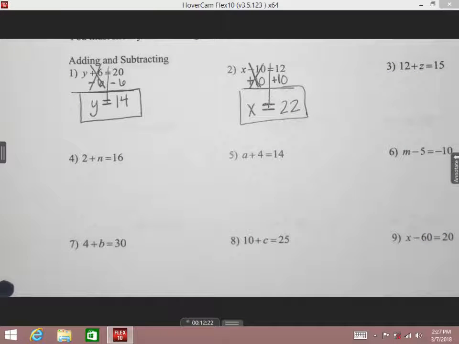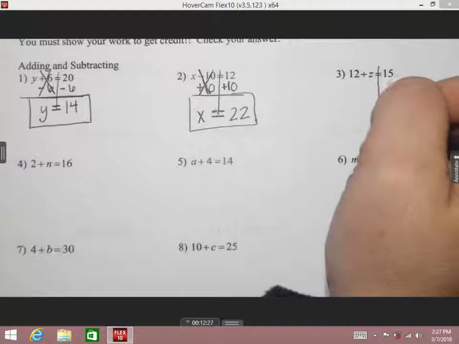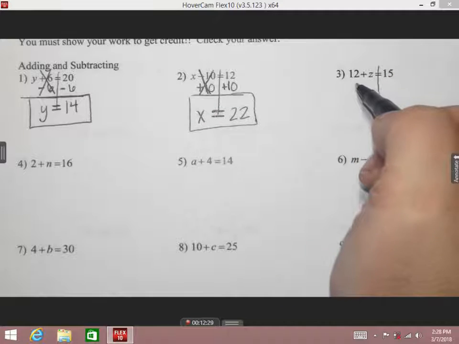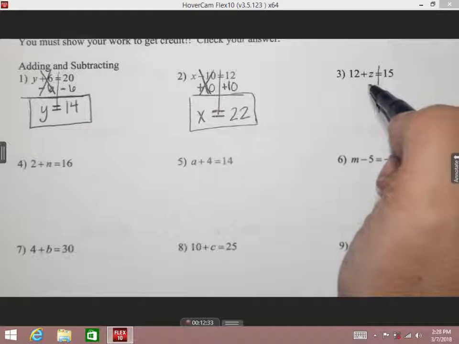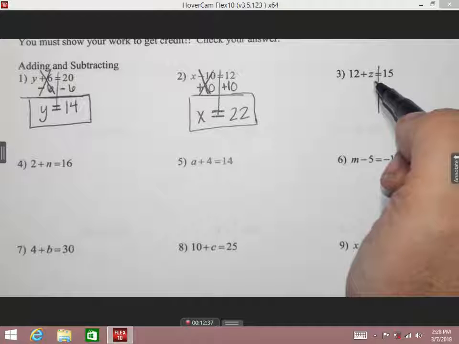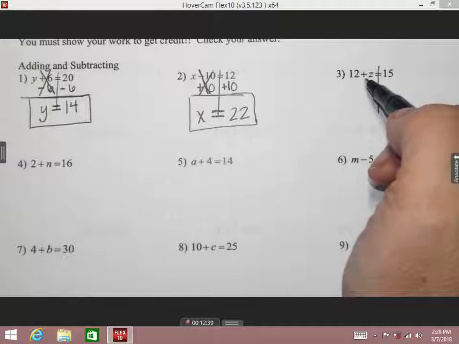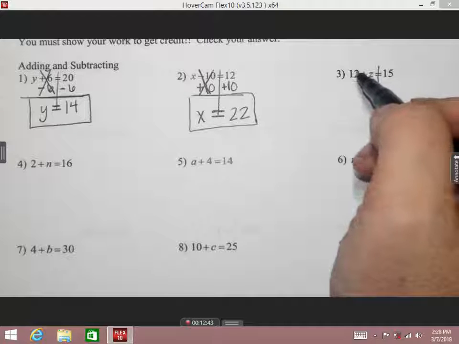All right. The next problem. The next problem is a little bit different. This says 12 plus z. So this time I'm not adding or subtracting a number. I'm adding the variable. Do y'all see that? The plus sign here is going with the z. So we need to still figure out how to get rid of the 12.